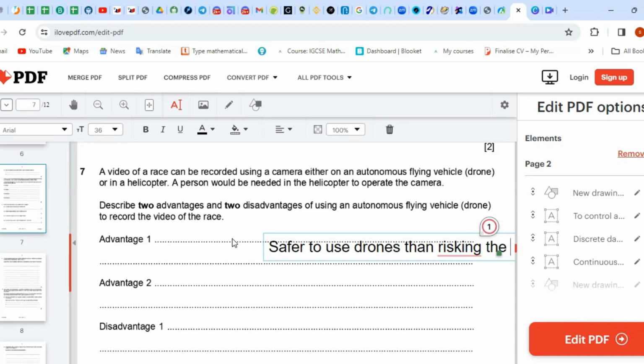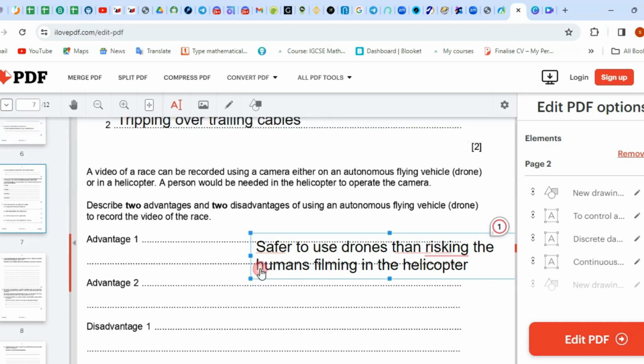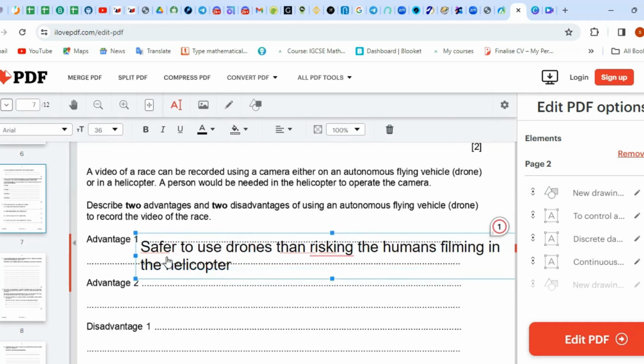Risking the woman's filming in the helicopter. It is safer to use drones than risking what? Risking the woman's filming in the helicopter. So that's one advantage of using a drone.